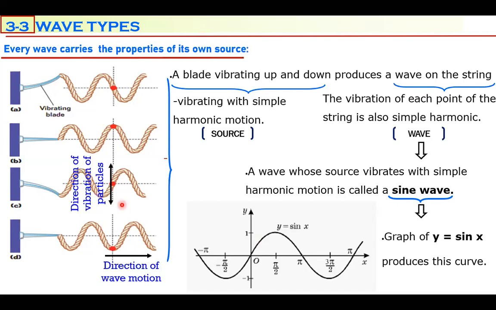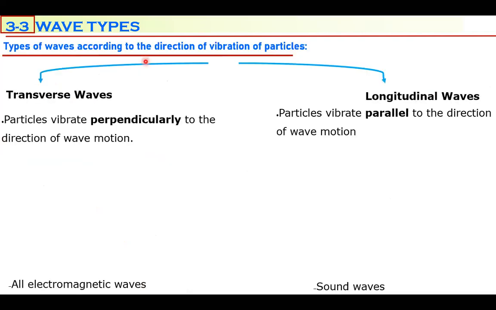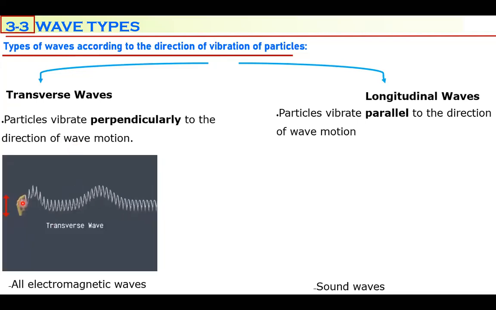And then we will define the waves in terms of their direction of vibration and motion. So there are two types of waves. One of them is called transverse waves. The other one is called longitudinal waves. In transverse waves, particles vibrate perpendicular to the direction of wave motion, like this. As you see, vibration is vertical, but motion is horizontal, which means the vibration and motion directions are perpendicular. So these types of waves are called transverse waves.